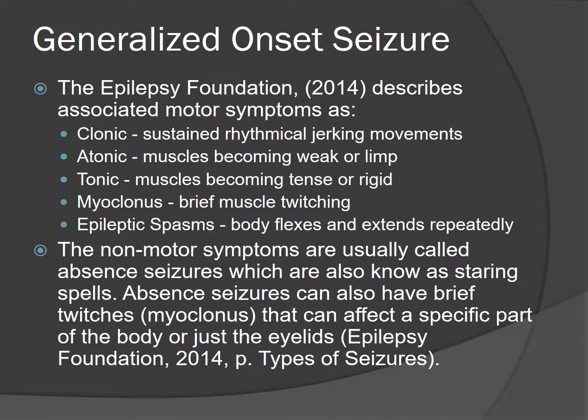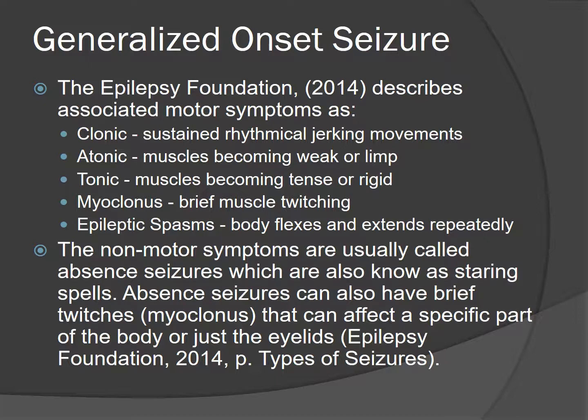Let's start with generalized onset seizure. The Epilepsy Foundation describes this type of seizure as associated with motor symptoms that include clonic, or sustained rhythmical jerking movements. This is the most common impression that people have when they think of a seizure. There's also atonic, where the muscles become weak or limp. There's tonic, where muscles become really tense or rigid. Myoclonus, which is a brief muscle twitching. And finally, epileptic spasms, where the body flexes or extends repeatedly. That's another more common image that people have when they're thinking of seizures, those 2 in particular.